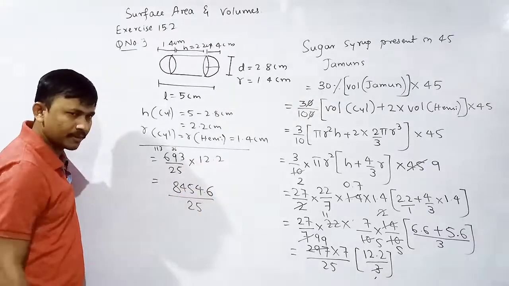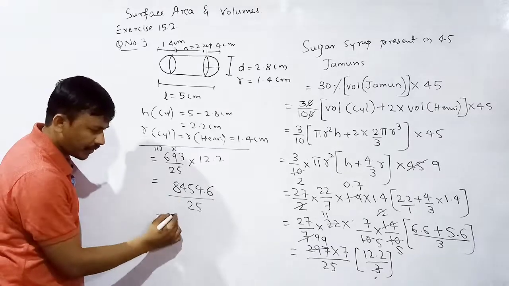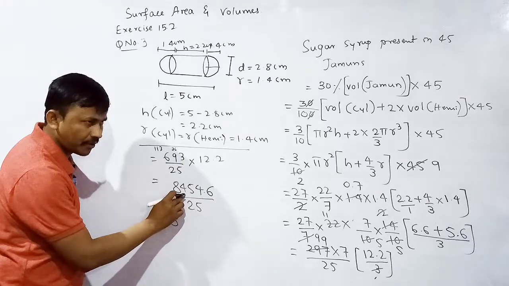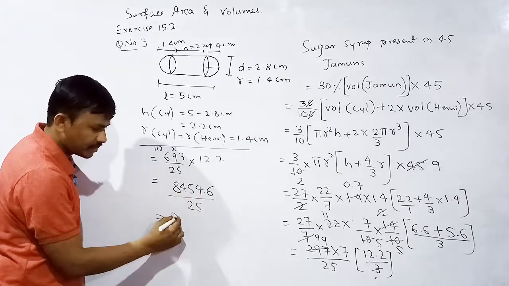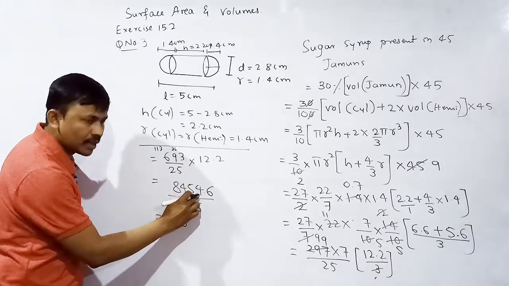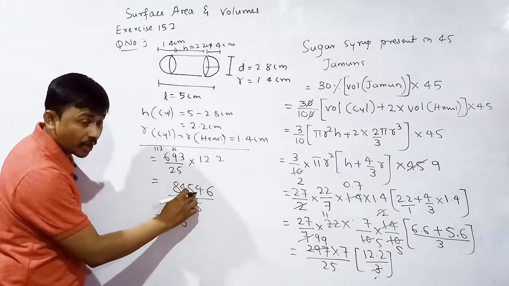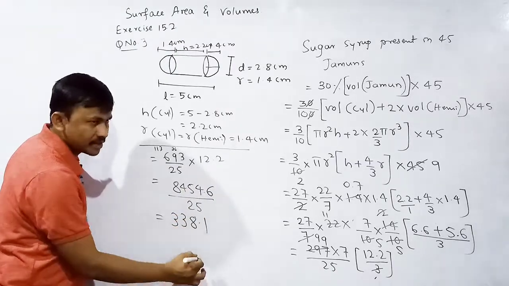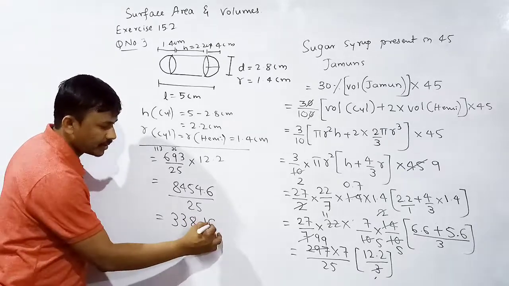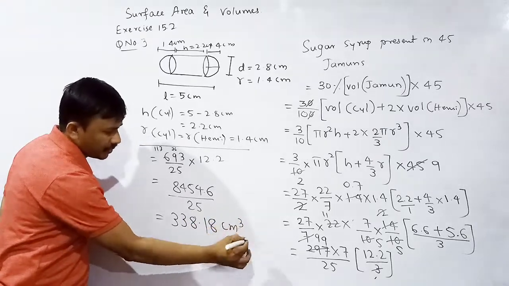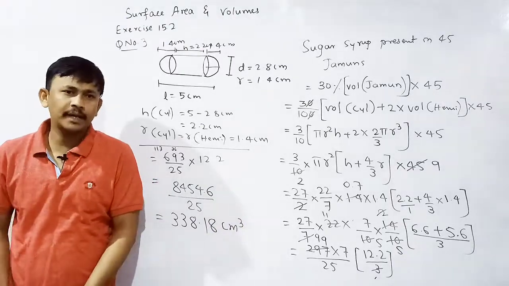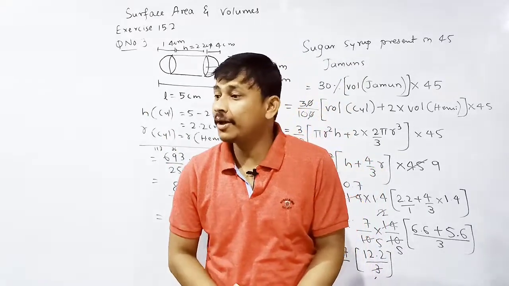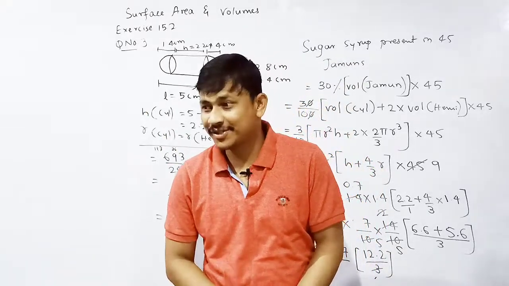Bindu, one bit bindu. This is equal to 845 divided by 25, let us divide. 25 3s are 75, yes or no? 25 3s are 75, 9 remaining, 95. 25 3s are 75, 20 remaining, 4, 24, sorry, 204. Not 25 8s are 200, point. 25 1s are 25, then 21. 25 8s are 200. 338.18 centimeter cube is the volume of sugar syrup present in 45 Nimai gulab jamuns.